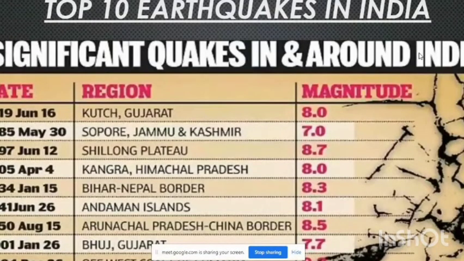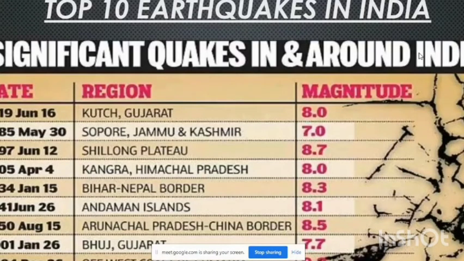Top 10 earthquakes in India. Significant quakes in and around India. Date: 1819 June 16, region Kutch, Gujarat, and its magnitude is 8.0. 1885 May 30, region Sopur, Jammu and Kashmir, and its magnitude is 7.0. 1897 June 12, region Shillong Plateau, and its magnitude is 8.7.